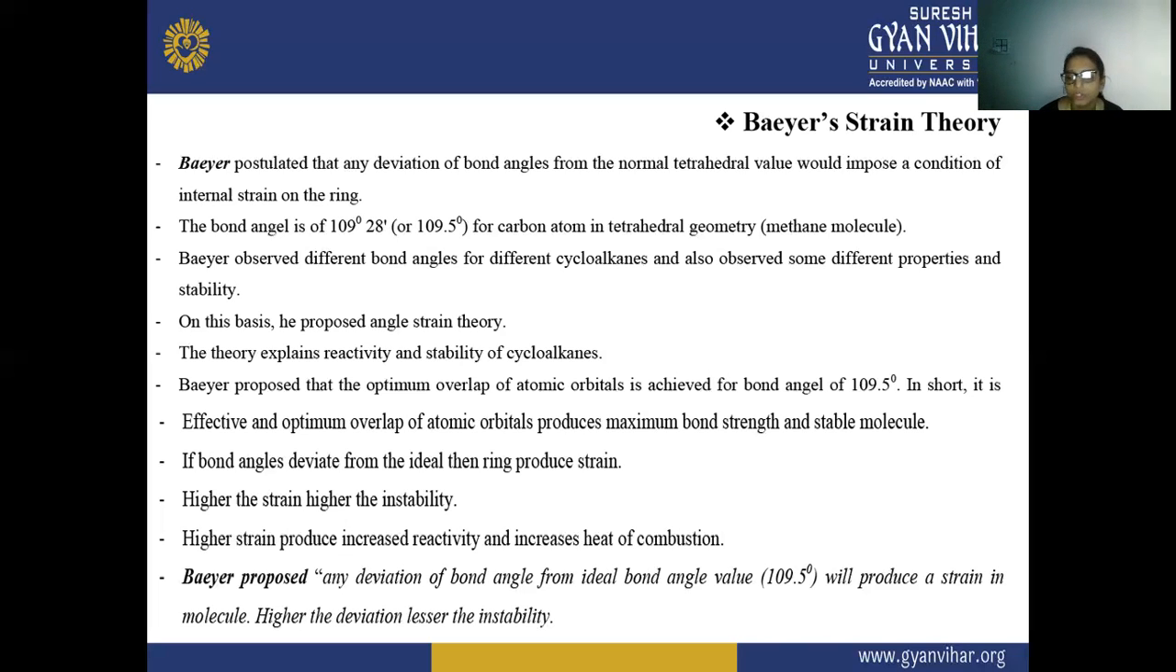So Bayer proposed a theory. In this theory, he said that if there is any deviation in the bond angle from the ideal bond angle, that is 109.5 degrees, then there will be a strain in the ring. Means there is a strain in the ring or in the molecule, and the higher the deviation, the greater the instability.